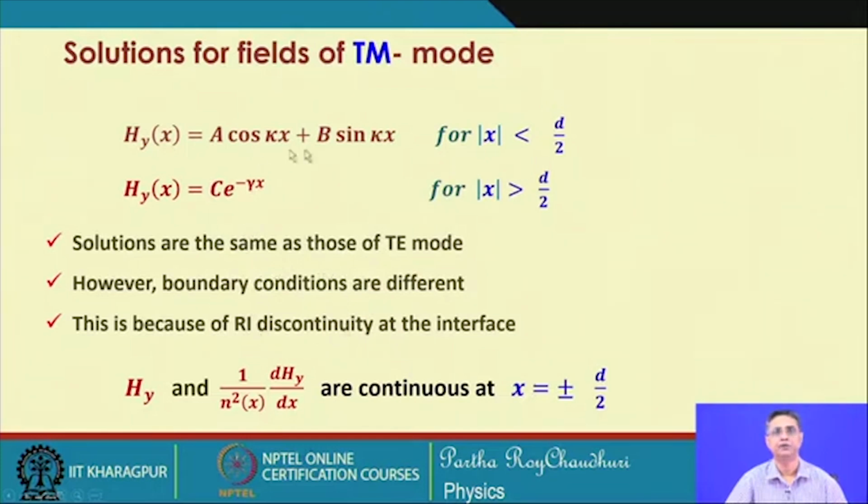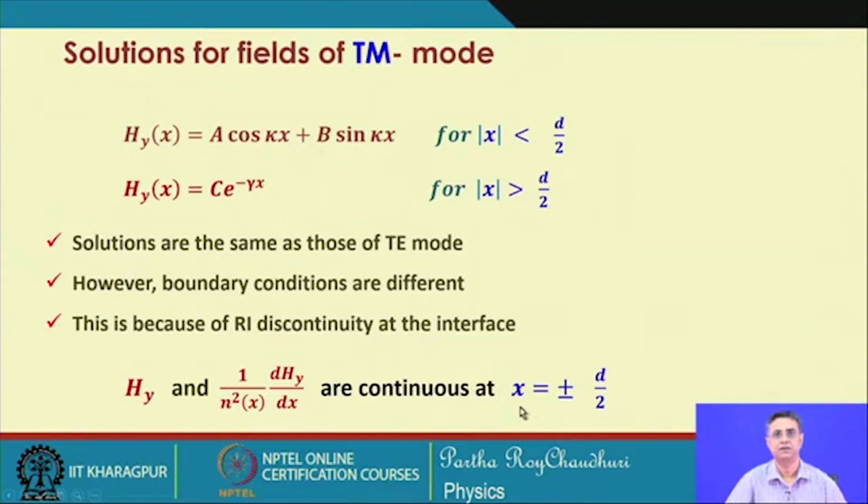So, by doing this we have a set of field equations satisfied by the wave in the cladding and in the core region. The solutions are the same as those of TE modes, but the boundary conditions this time are different, because now it is not del Hy del x, but this quantity that will be continuous across the interface, and this quantity will be continuous across the interface.